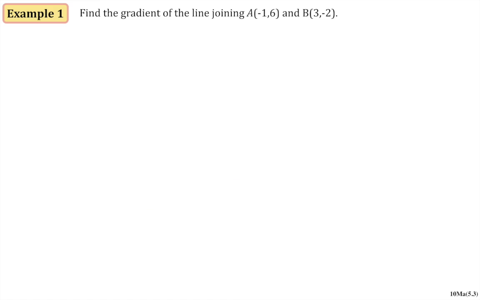Righto, let's try our first example. The first example says find the gradient of the line through our 2 points. Well, this is our first point, so that's the x value of point 1 and the y value of point 1. The second point, the x value of point 2, the y value of point 2. Here's our formula. So we put in, where we see y2, we put in -2. Where we see y1, the y value of point 1 is 6.